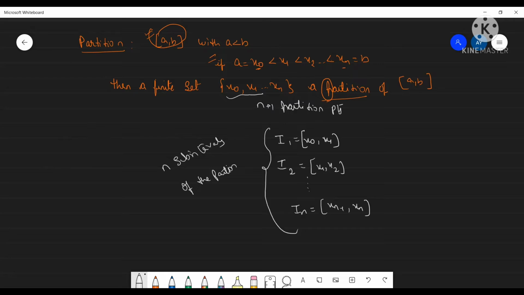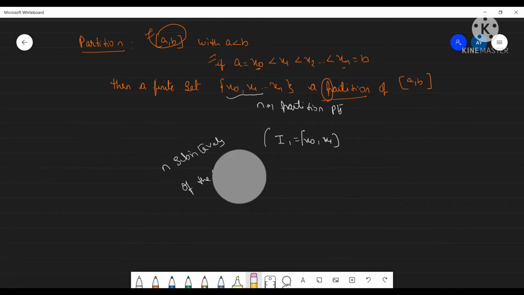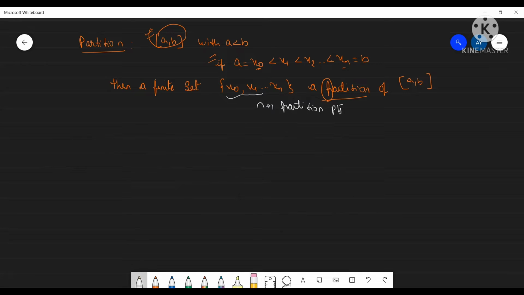Now coming to, till now we had In equal to xn minus 1 comma xn. What if we have r subintervals? If you have the rth subinterval, then it is denoted by Ir. So this Ir is going to be xr minus 1 comma xr. What is the nth subinterval? It is written as xn minus 1 comma xn. So instead of n, we are just writing r.